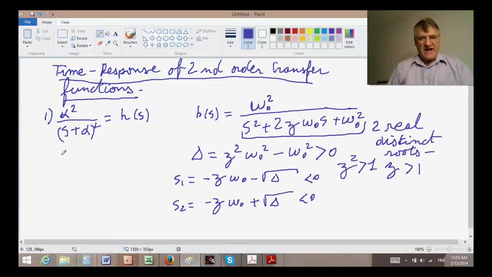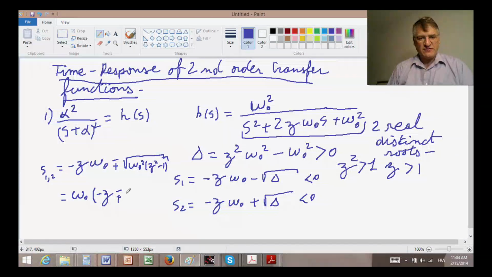We can rewrite these roots as S1, 2 is equal to minus zeta omega 0 minus or plus square root of omega 0 squared times zeta squared minus 1, or this is equal to omega 0 times minus zeta minus or plus, depending on whether it's the first or the second root, times square root of zeta squared minus 1.